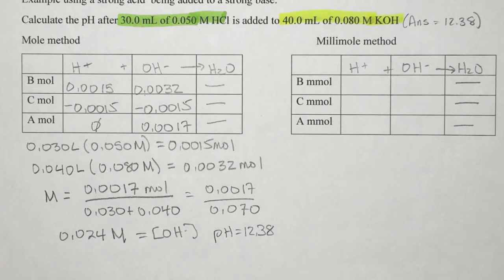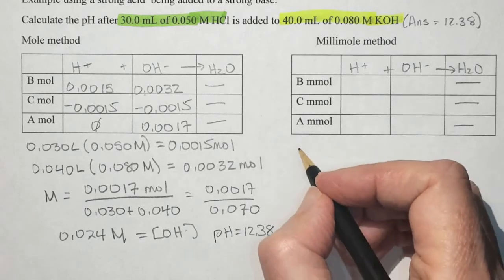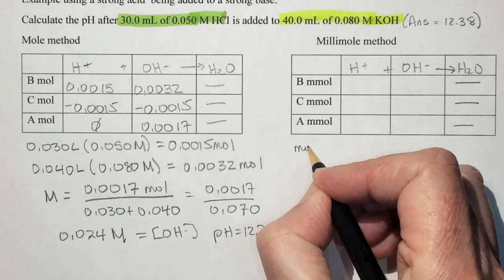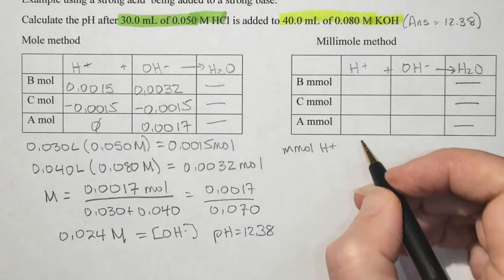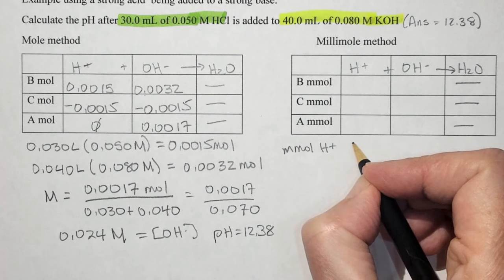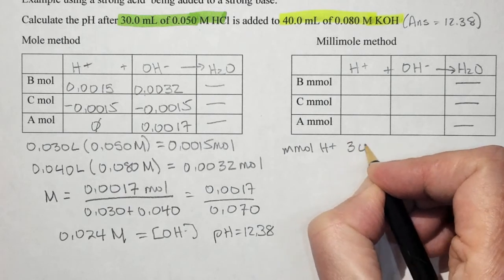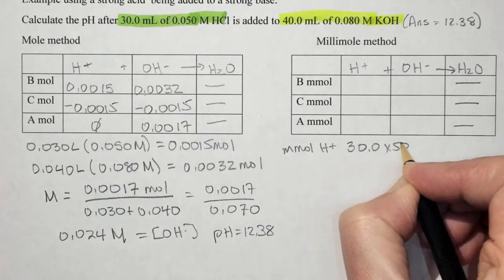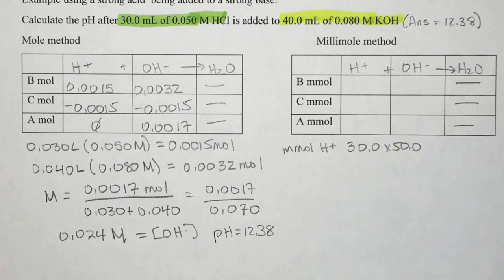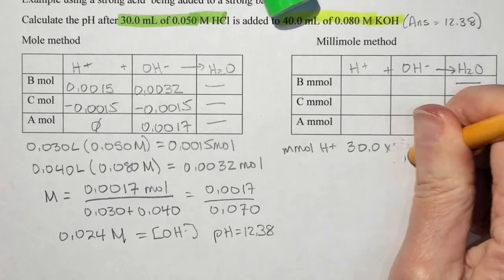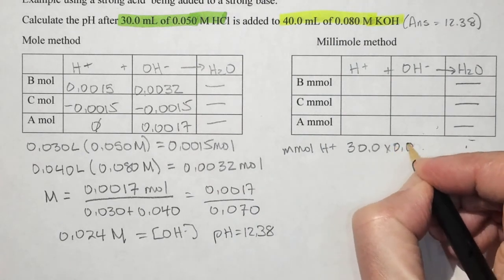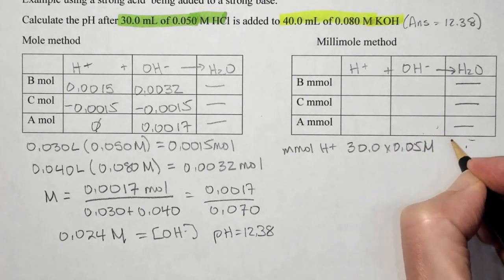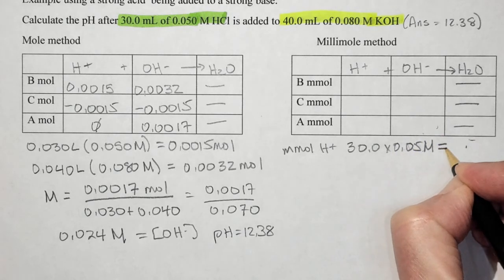Now, let's do it using millimoles. So now I need moles of H plus, and in fact I'm doing millimoles, so let me write that down. Millimoles of H plus, and that's going to be 30.0 times 50.0. Excuse me, not 50.0, that should be 0.05. Let me fix that. 0.05. And that's going to be 1.5.